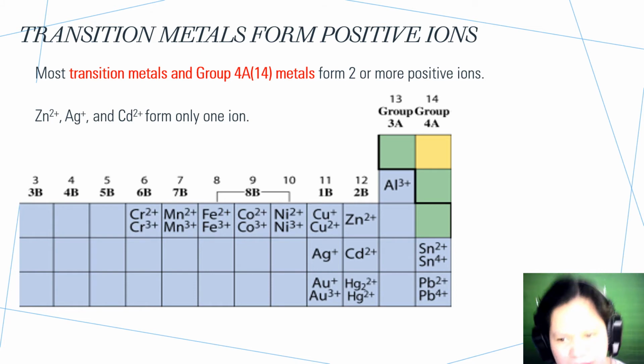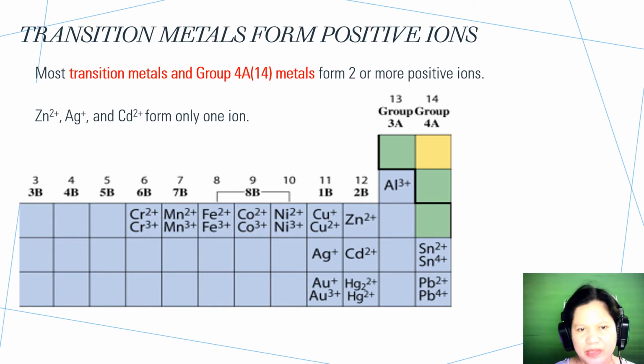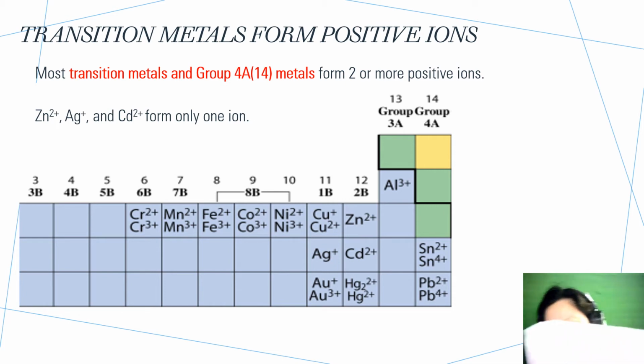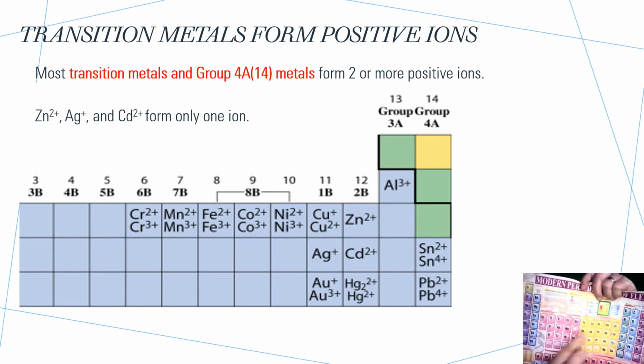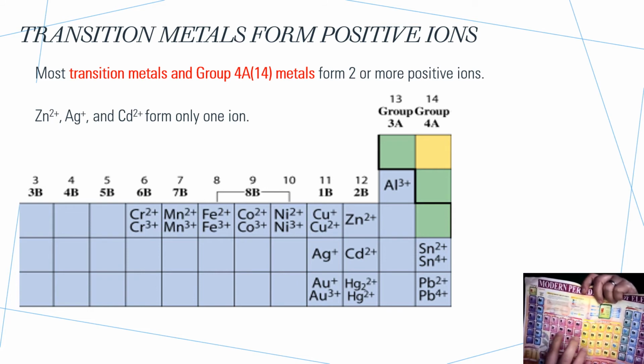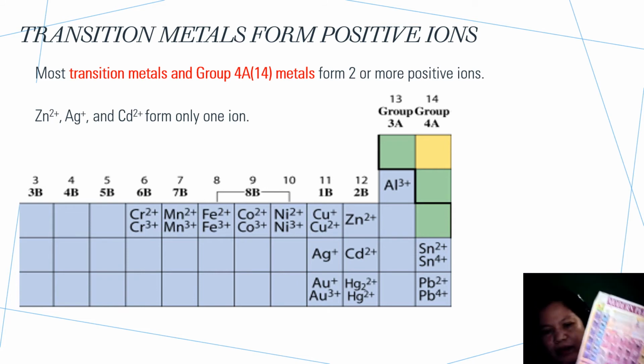Now what about transition metals? Some transition metals contain 2 or more positive ions. Where can you find the transition metals? They are located in group 3B up to 2B. Those in the inner part here. So these are the transition metals.